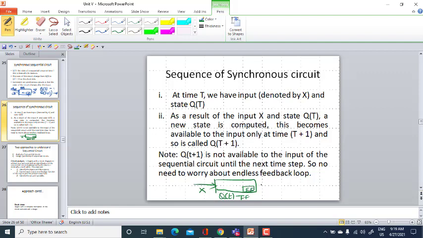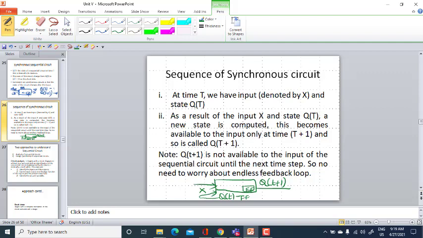So as a result of the input and the state Q, which is the previous output of the sequential circuit, along with the input and your Q of T, a new state is computed, which is nothing but Q of T plus 1. A new state is computed at time t plus 1, and this new state will be available at the output of the sequential circuit only at time t plus 1.